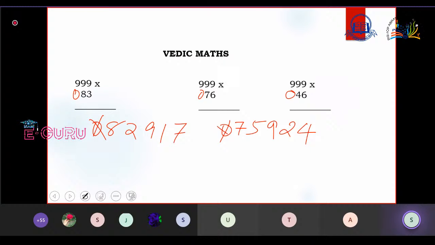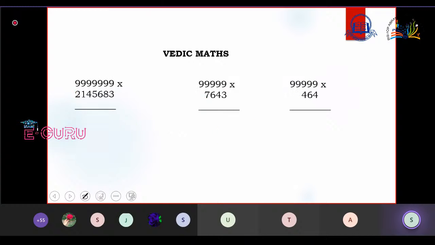Here again 045, then 9 minus 0 is 9, 9 minus 4 is 5, 9 minus 5 is 4. This will be the answer. Okay, so this is the basic principle. So you can do the rest of the things yourself also.